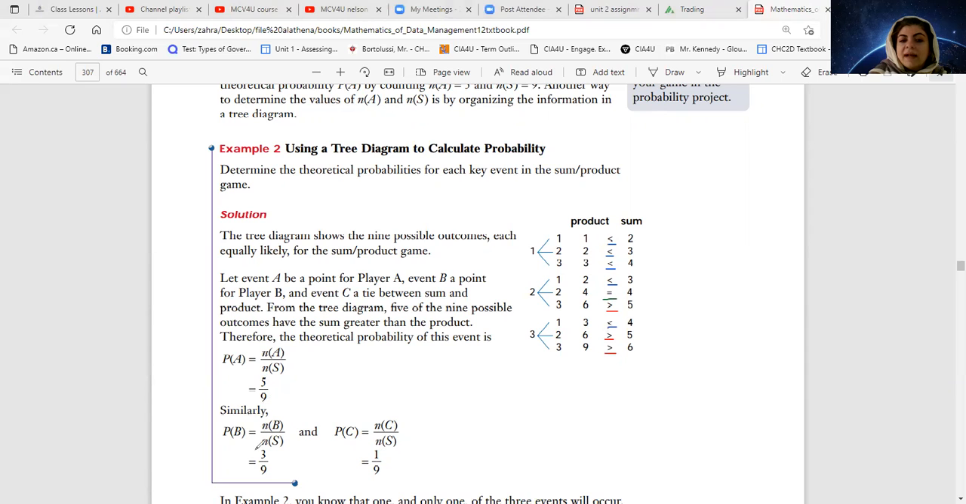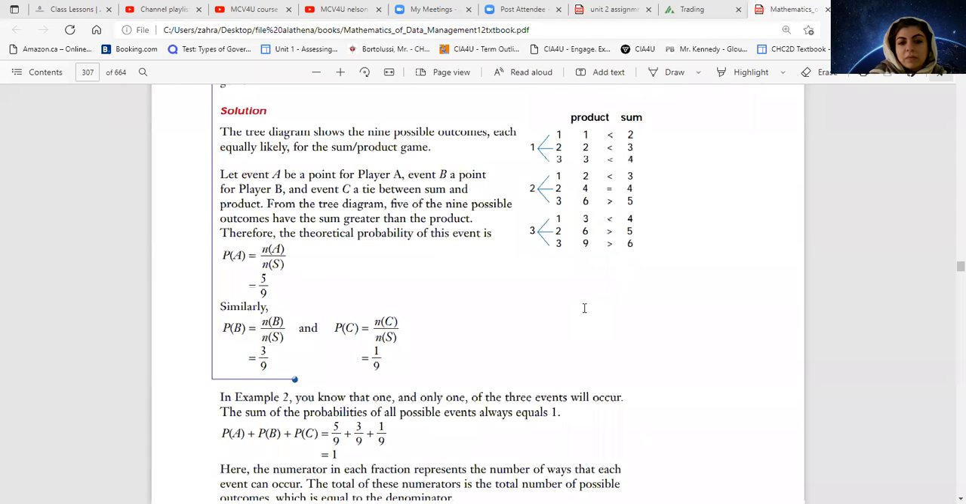If you noted, if you add all of the probabilities, 5/9 plus 3/9 plus 1/9, it adds up to 1. 5 plus 3 plus 1 is 9. 9/9 is 1. So if you add all probabilities, it needs to add up to 1. Makes sense. It should give you all possible probabilities.